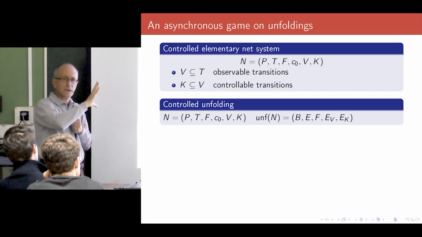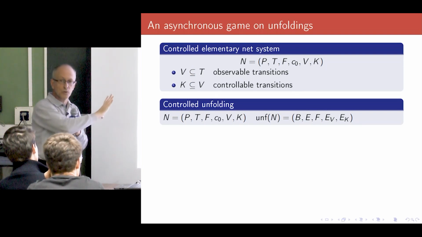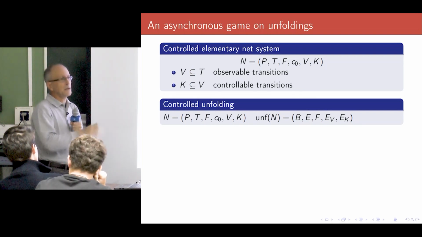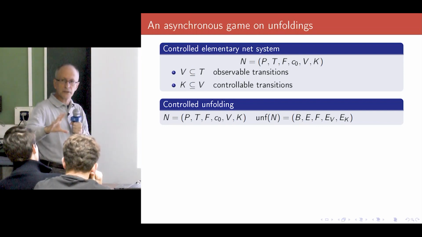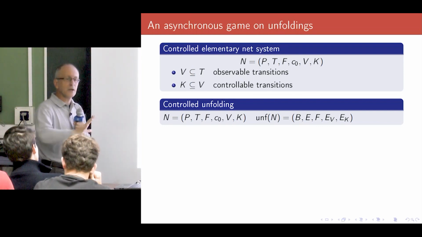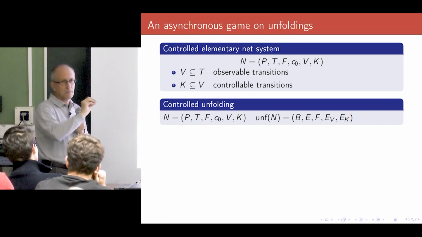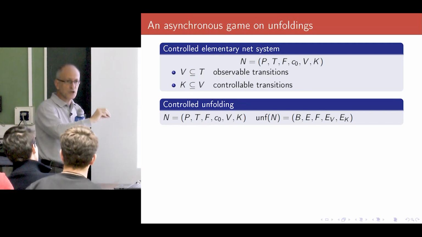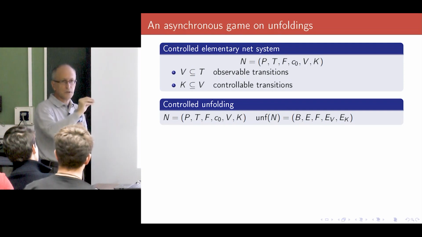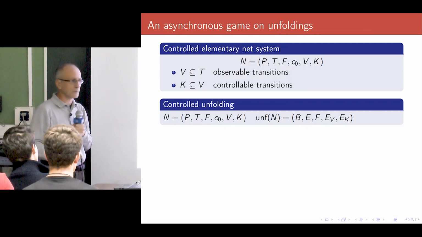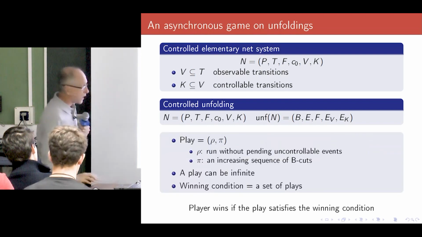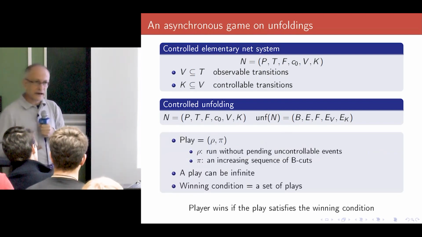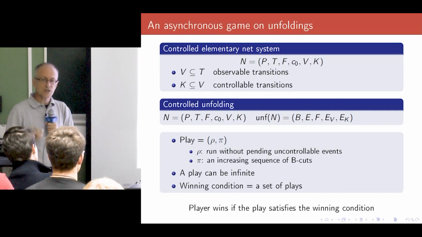If we have an elementary net system with these two sets specified, then we can still, of course, compute the unfolding, or at least ideally. And of course, we can mark in the unfolding which events are observable by the player and which are controlled by the player. So now we can define a game which is played on the unfolding.